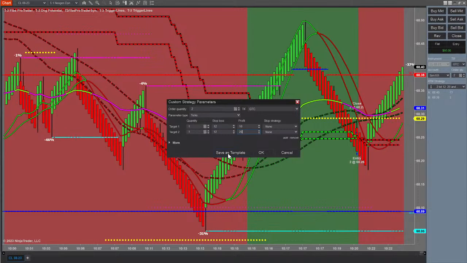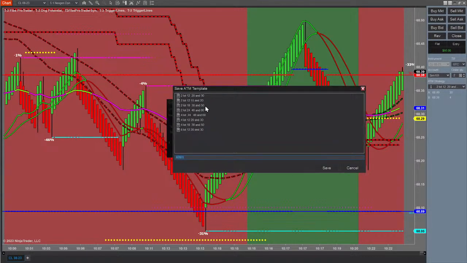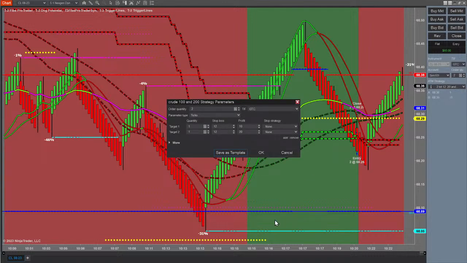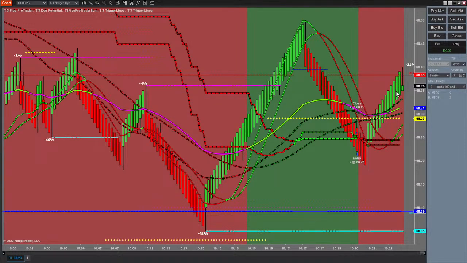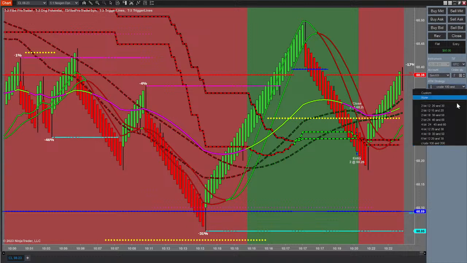So I'm going to save this as a template. And when I save it as a template, it's going to let me name it. So maybe I call this crude 100 and 200, right? Something clever like that. All I have to do is click save. Click OK. And then once I have it, that template's going to show up down here. And I can use that every day.